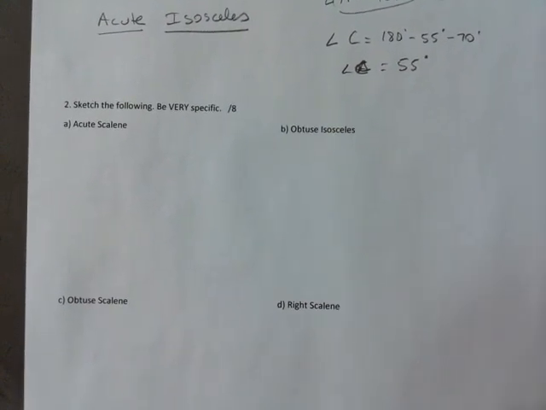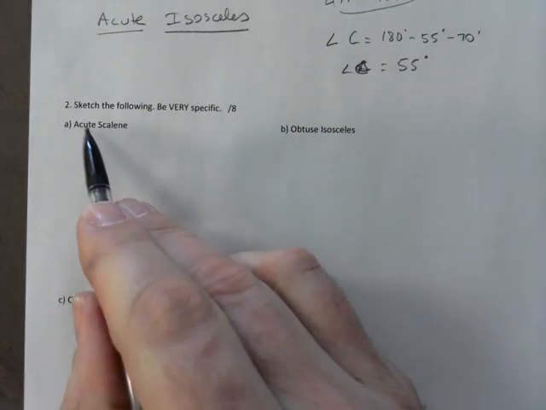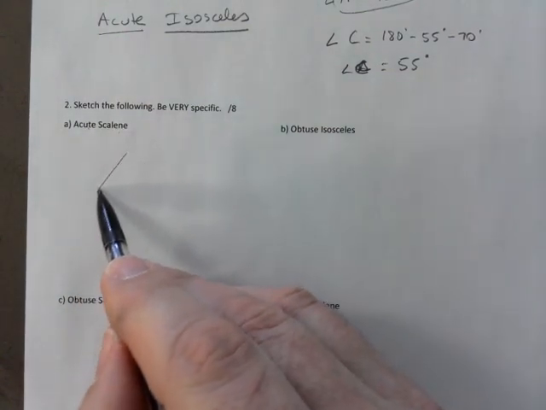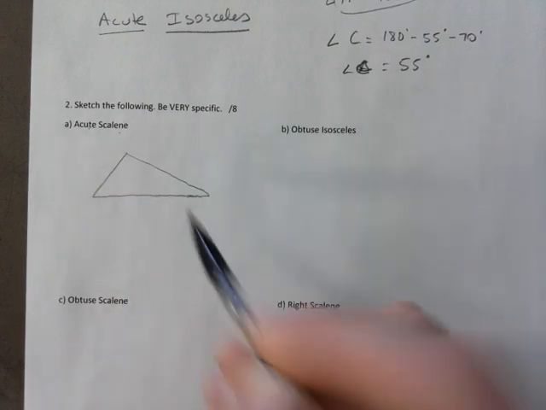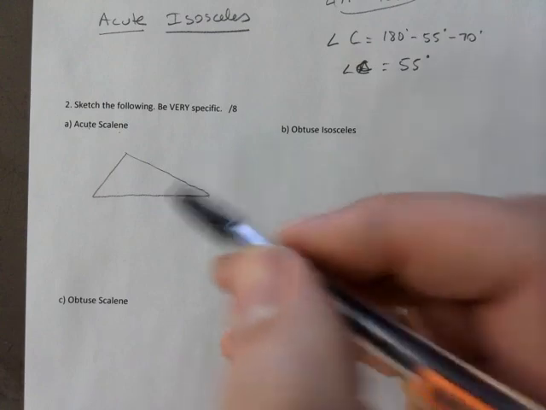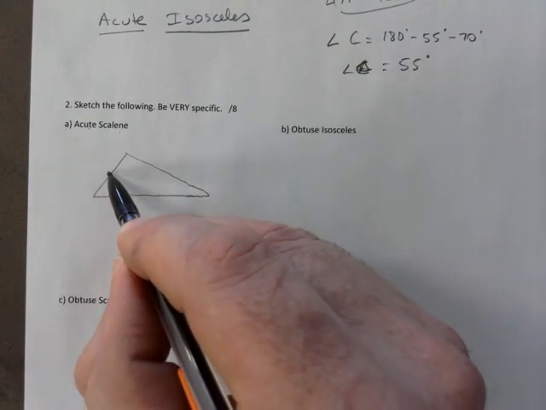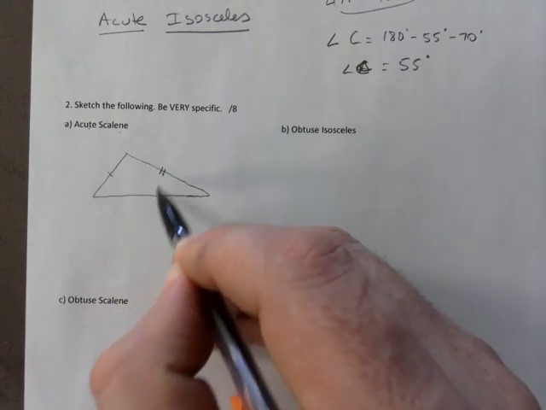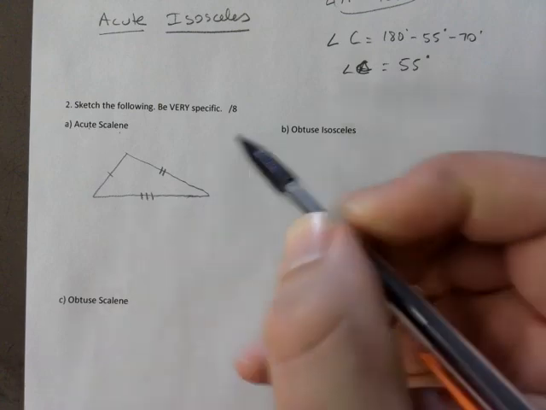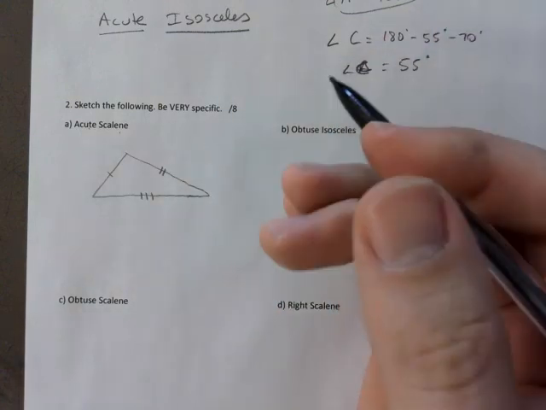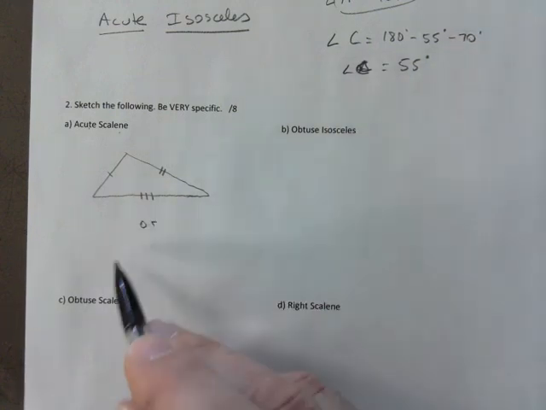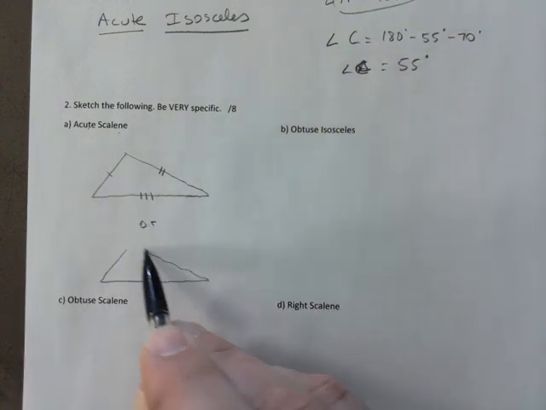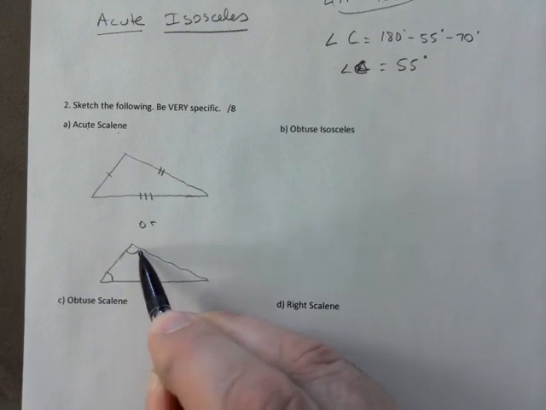Keep going. I want you to sketch and be very specific. Acute scalene. So I'm just going to make it look a little off-centered because scalene tells me that all three sides are different. And scalene, I'll just go like this. I would accept something like that, to be honest. I'd be fine with that. I would be fine with you giving me something like this.